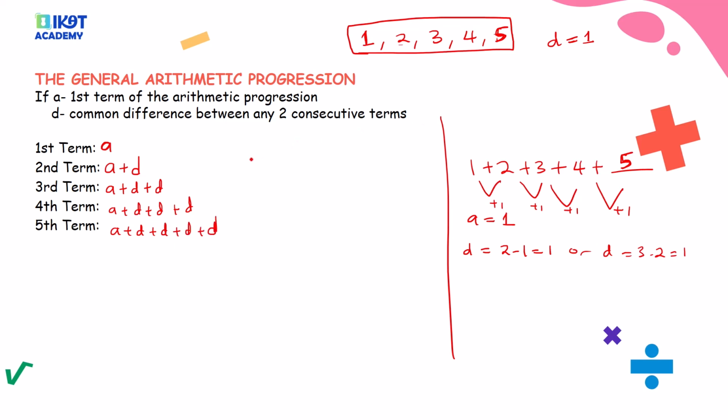Now, if we try to come up with a conclusion, the first term is A. The second term is A plus D. The third term is A plus 2D. The fourth term is A plus 3D. And the fifth term is A plus 4D.